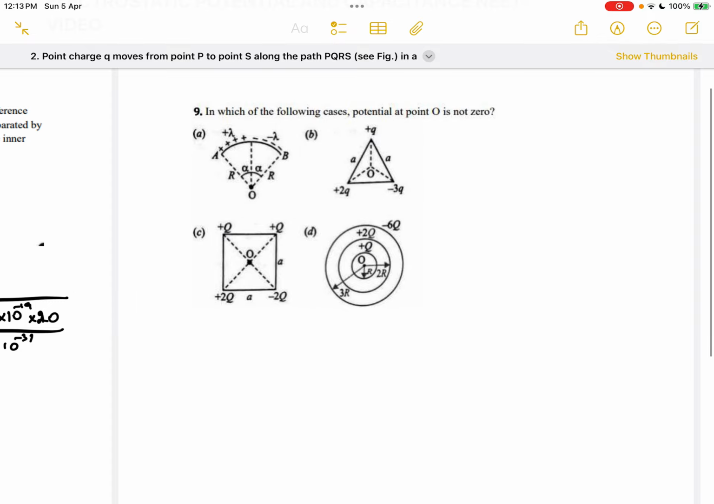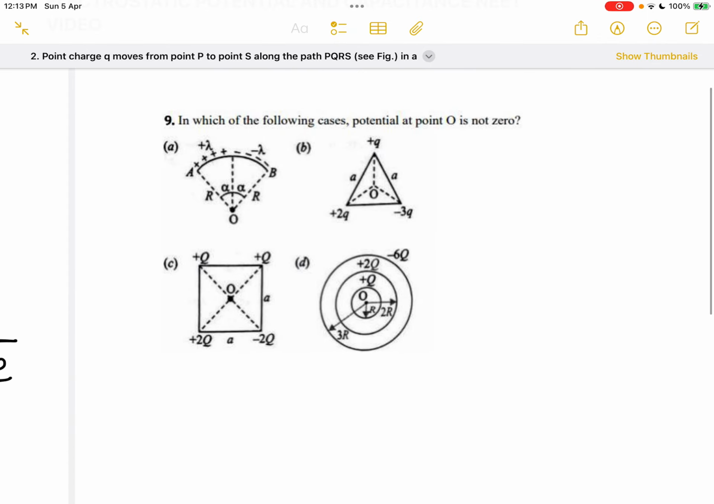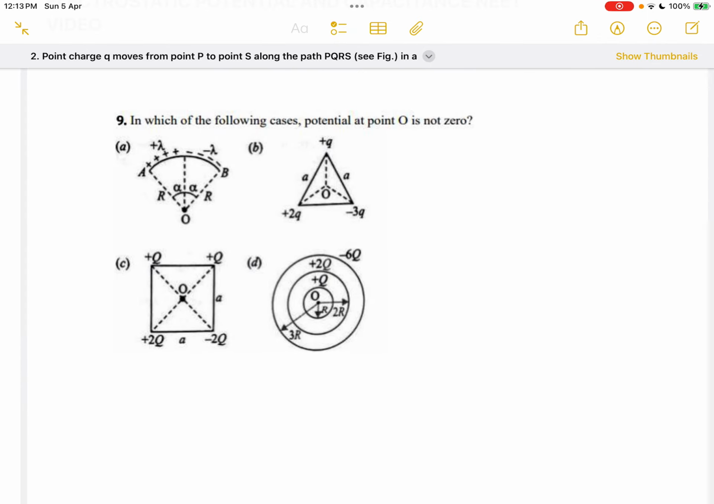Let's hop to the ninth question. In which of the following cases is the potential non-zero? Now, just by examining, the plus Q here has the same potential as minus Q here, equal charges, so the potentials in magnitude are the same, opposite in nature, so the positive and negative potential cancel out to give you a 0. Here also, the distance between the center and all three charges is simply the same.